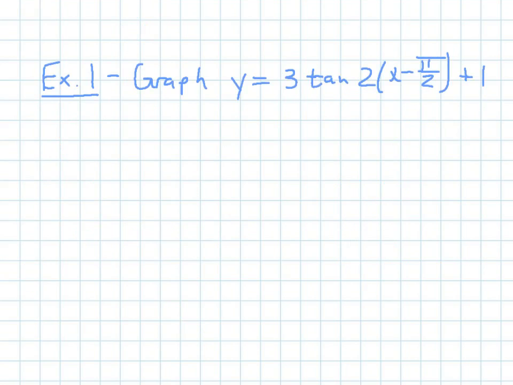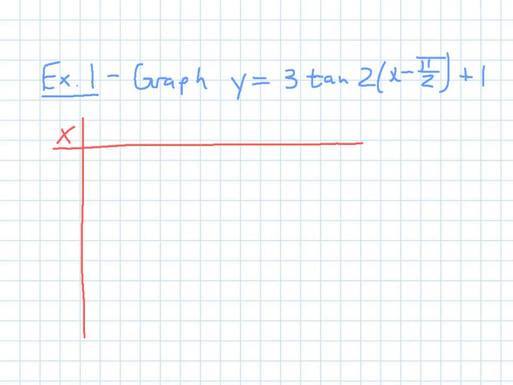So now that we know how to do that, the general form, kind of like before, example 1 says graph y equals 3 tangent of 2 times (x minus pi over 2), plus 1. So here, kind of like what we did with the sine and cosine values, first we talk about our phase shift. Remember that means I'm moving to the right, so I'm going to do the opposite.